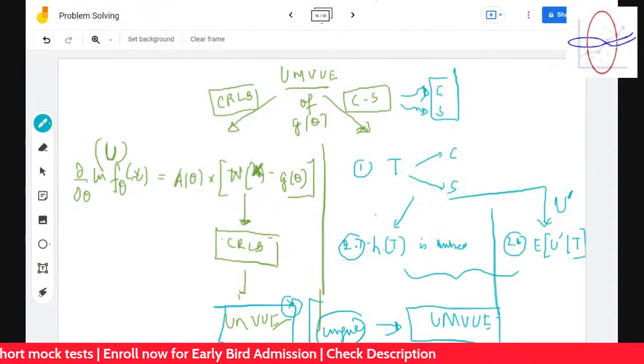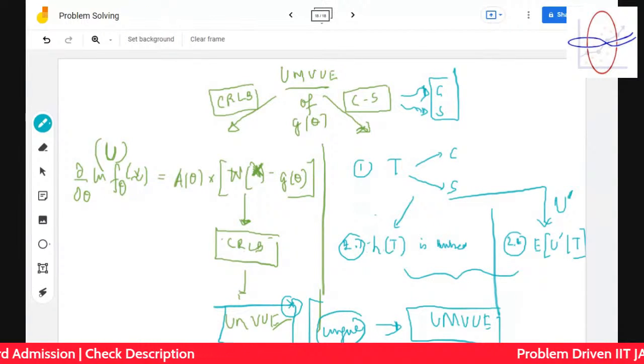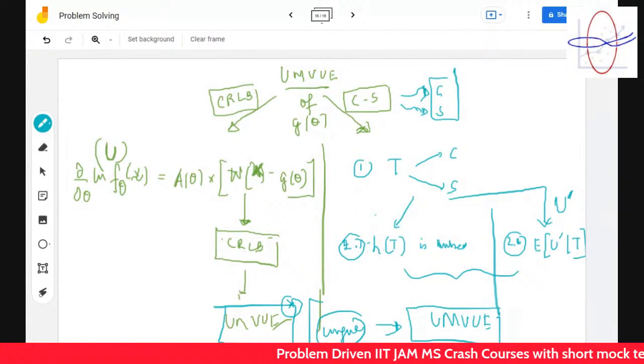Did you understand the algorithm, guys? The step by step. I've told you the algorithm to find sufficiency and non-sufficiency. This is the algorithm to find the UMVUE. Did you understand, guys?